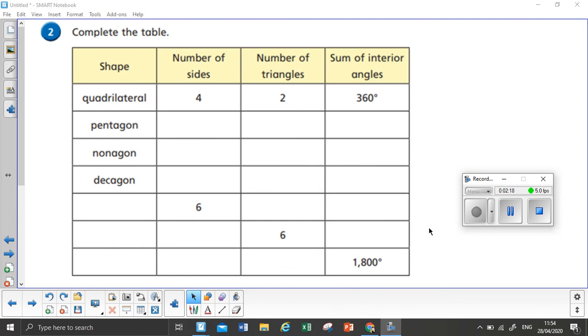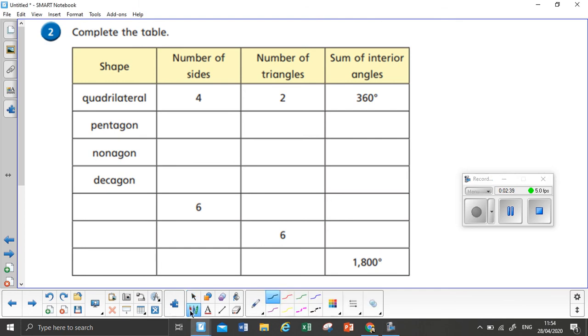Okay, this is question 2. So they've given you some shapes, they've given you some information down here. So this is number of sides and it says 6. This is number of triangles and it says 6. And this says sum of interior angles and it's given you 1800 degrees.